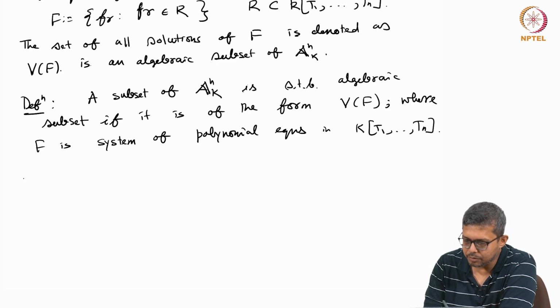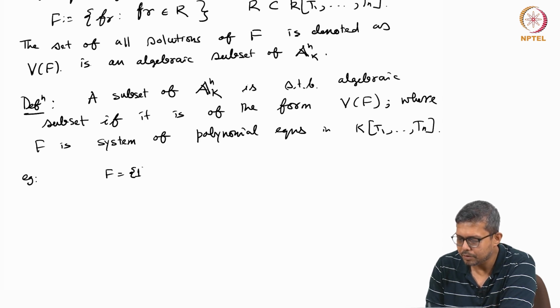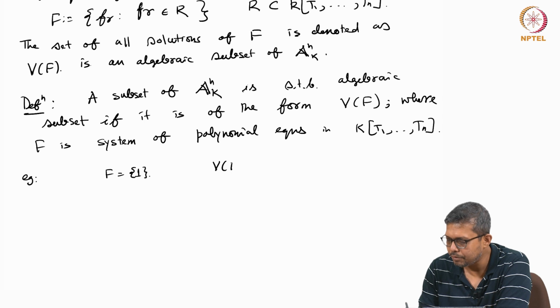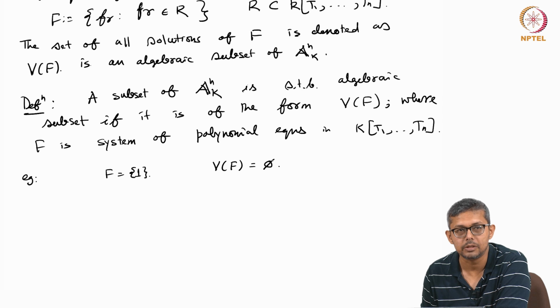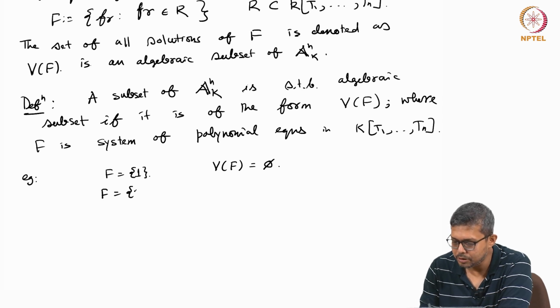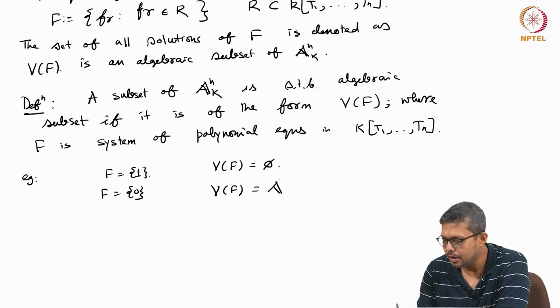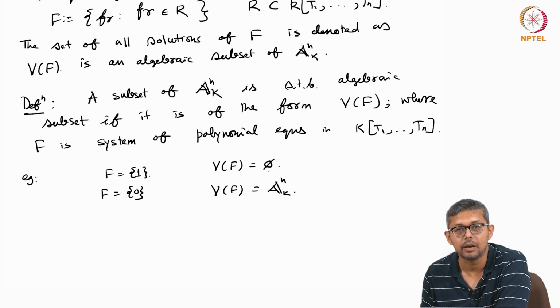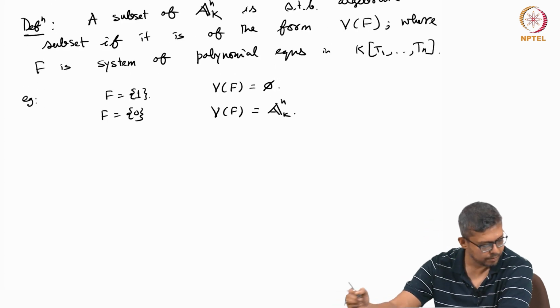For example, the empty set is also an algebraic set, because if you take f to be 1, the constant, then V(f) is empty. And if I take f to be 0, then V(f) is the entire affine space. So the empty set and the entire affine space are obvious examples of algebraic sets.